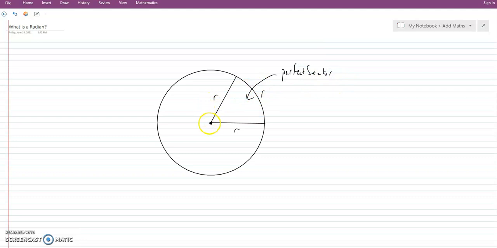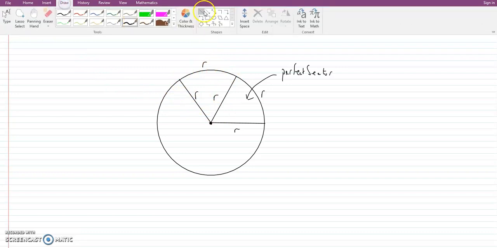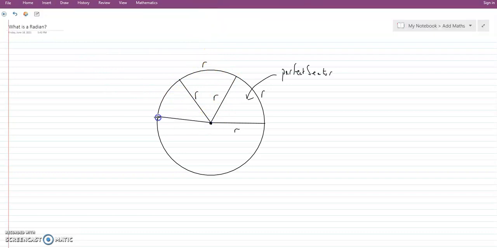Now I want to do a little experiment to see how many perfect sectors I can fit in this circle. Let me draw it a bit more accurately. This is one perfect sector, and this is another perfect sector. All three lengths are r. Let's try to get one more perfect sector inside, and it will look somewhere around here. My drawing is not too accurate, but it's close.